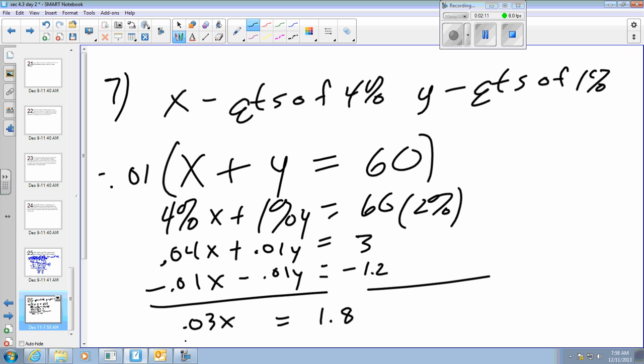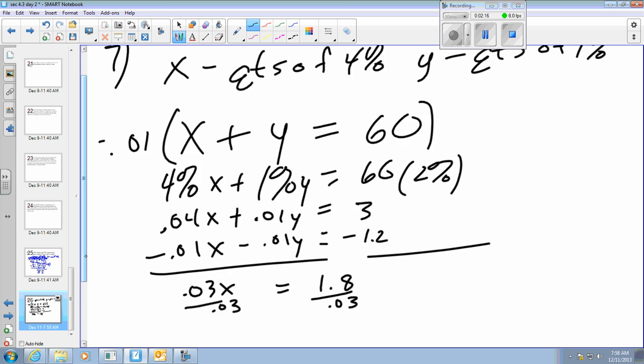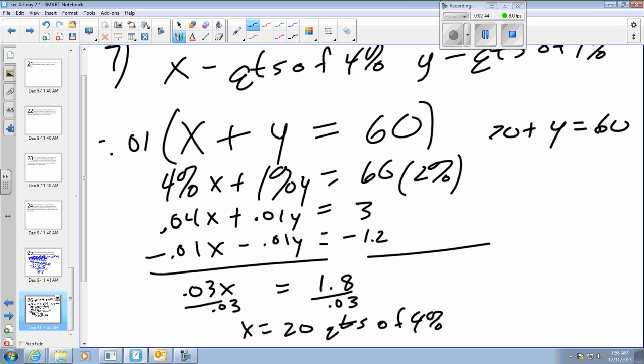Dividing by 0.03 on both sides, I get my x has to be 20. So we know that we're going to have 20 quarts of 4%. The other side is to find my y. So if I put 20 in here, 20 plus what equals 60? 20 plus y equals 60. So y has to equal 40. So it's 40 quarts of 1%.